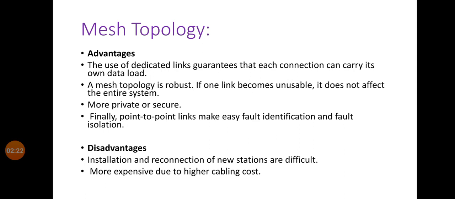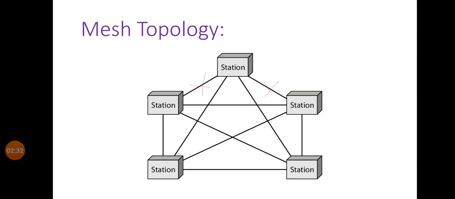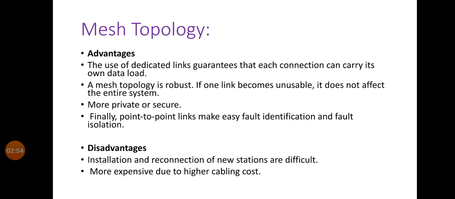Now come to the disadvantages of mesh topology. Installation and reconnection of new stations are difficult. Means in this mesh topology, if we want to add a sixth station, then it is not easy. Why? Because whenever you want to add a new station, you have to connect that new station to all the already existing stations. So it may not be easy, means it may be difficult.